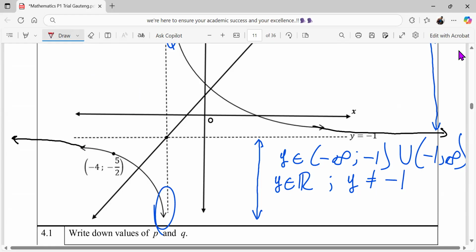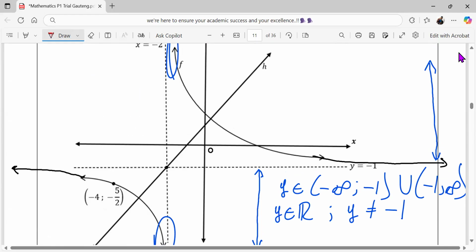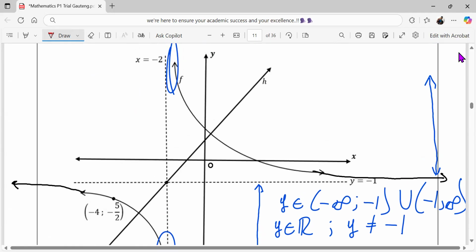Well, just to test, can someone tell us what is the domain of this function? Given that the vertical asymptote is -2, anyone who can tell us the domain of f of x? It's always nice to have a volunteer, and of course, if no one volunteers, then I'll be forced to choose a person. Oh, you're volunteering, sir.